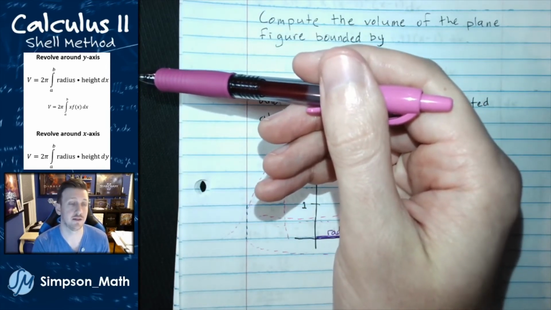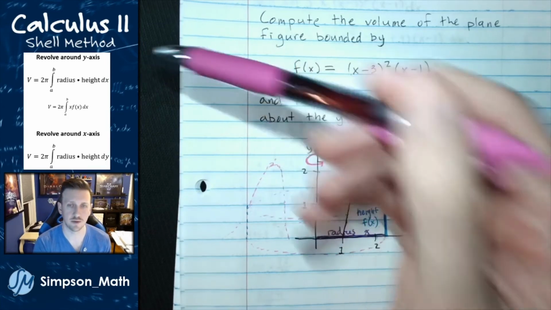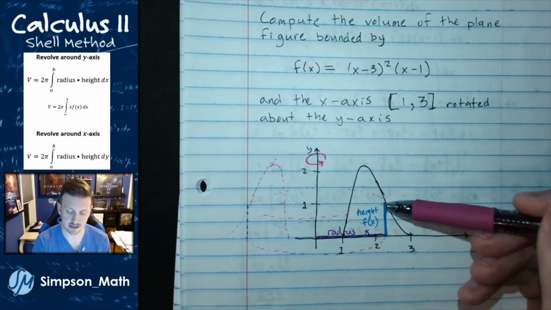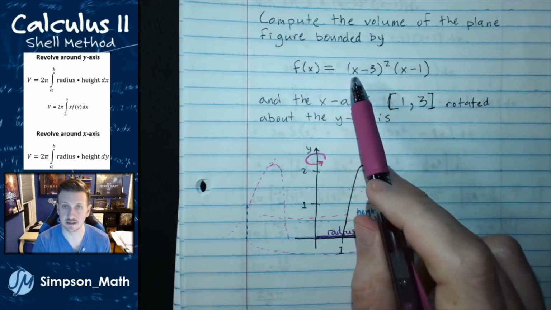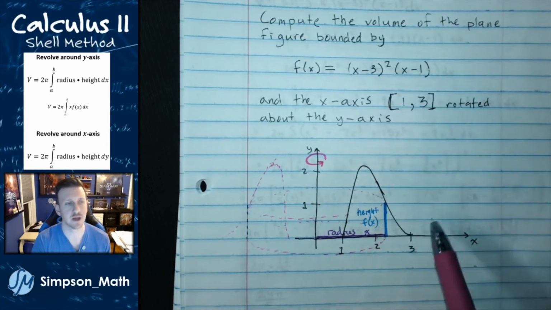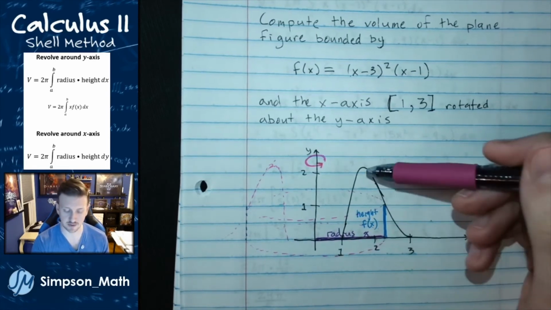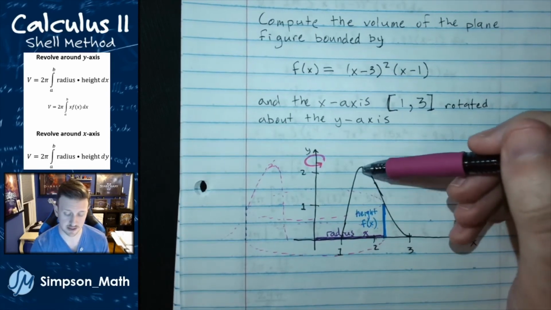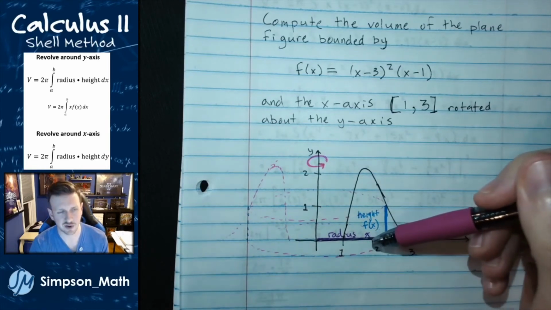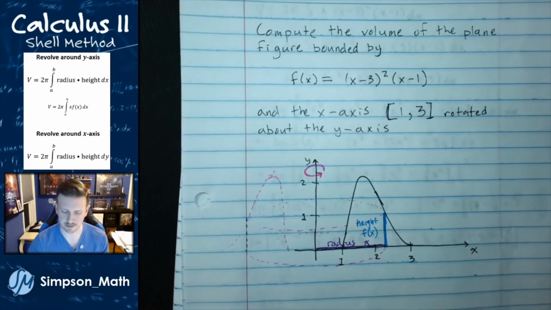the volume is 2π times the integral from a to b, with the radius being x and our height being f(x), which in this case is (x − 3)² times (x − 1). Notice if you were to do the disk and washer method, you would have to split this and work with radius squared, so that could be an issue. But this is just another tool in your tool belt.